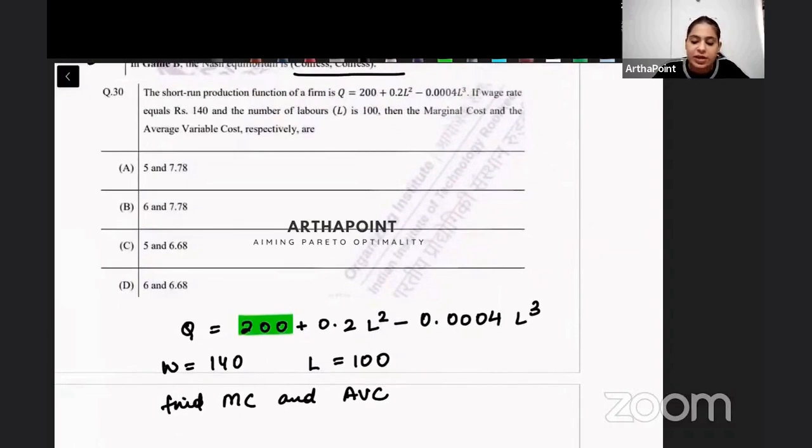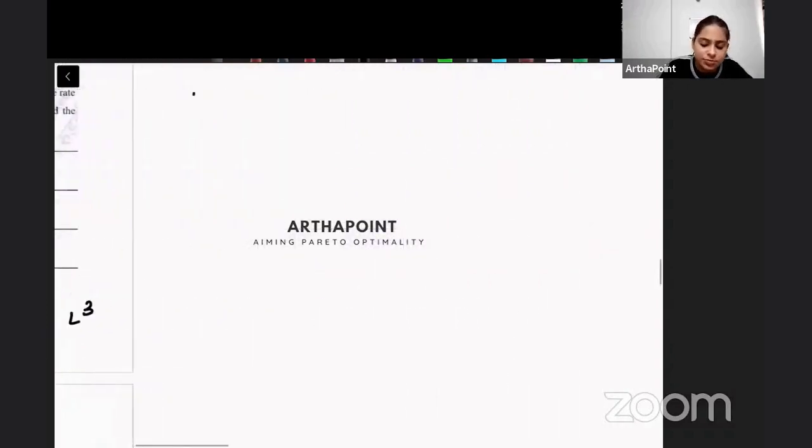To do that, I want to use a formula, very, very simple. Each individual is paid money according to his marginal product, according to his product. So what happens in this case is that W by P, the real wage that any individual gets, is equal to the marginal product. So that should be equal to MP.